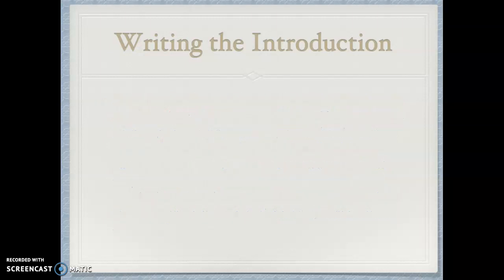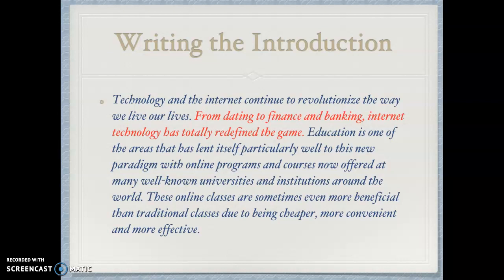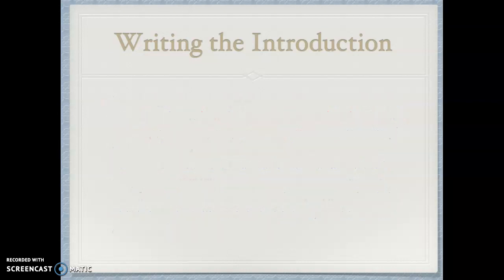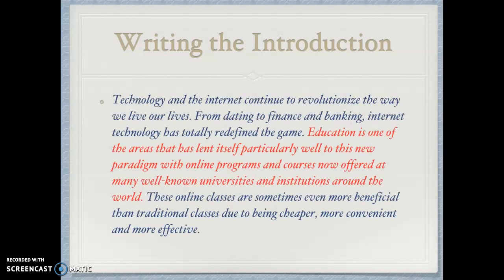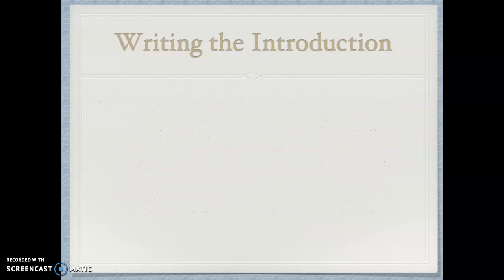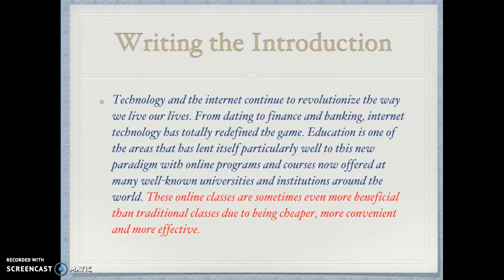So in the second sentence, we have, okay, technology is changing our lives, and in what areas? Well, we mentioned a few examples: dating, finance, banking. Then at the next step, we further narrow down the topic to the field of education, which is the primary focus of our essay. So we have education as one of the areas that has lent itself particularly well. All right, and then after that, you finish up the introduction by presenting the thesis: these online classes are sometimes even more beneficial. So here's my stance: I think that online classes are more beneficial than traditional classes. And what are my three reasons? I use the three-pronged parallel structure to introduce them: being cheaper, more convenient, and more effective.